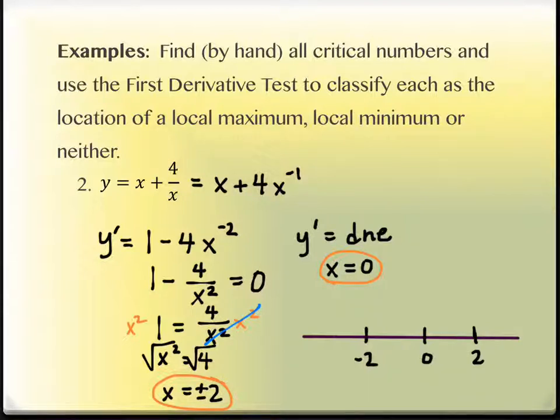So I'm going to write the values that I'm going to test in orange, just between them. What value would you like to test before negative 2? Negative 3? How about between negative 2 and 0? Negative 1? Between 0 and 2? 1. And between 2 and infinity, or greater than 2? 3? Okay. So we're going to test these in what function?